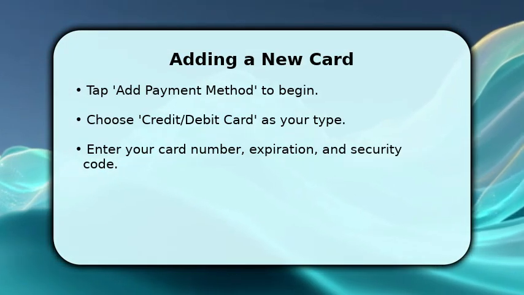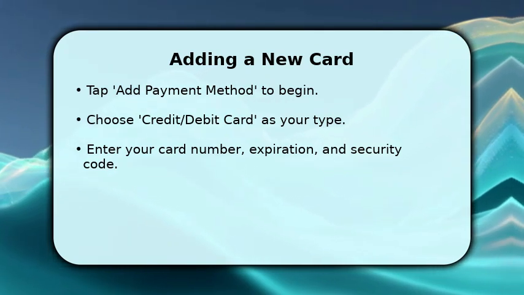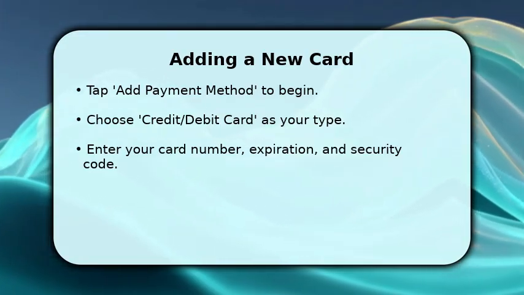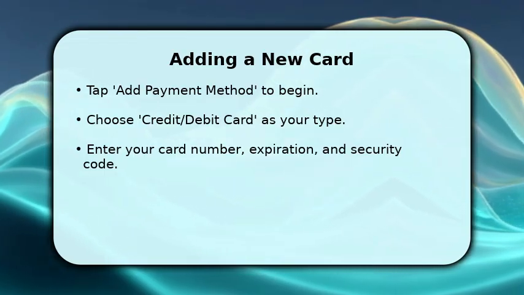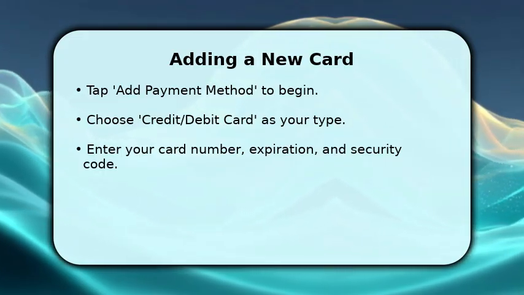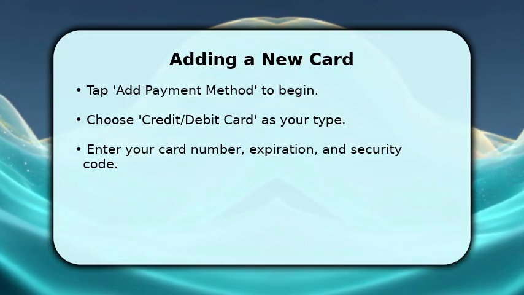Once you're in the payment and shipping section, you'll see an option to add payment method. Tap this to introduce a new card. You'll then select credit/debit card from the available options. Carefully enter your 16-digit card number, the 2-digit expiration month and year, and the 3 or 4-digit security code from the back of your card. Double-check all details for accuracy.